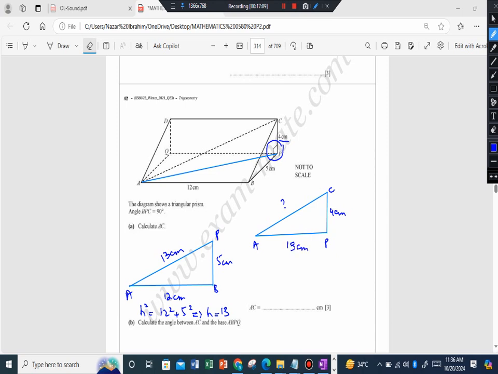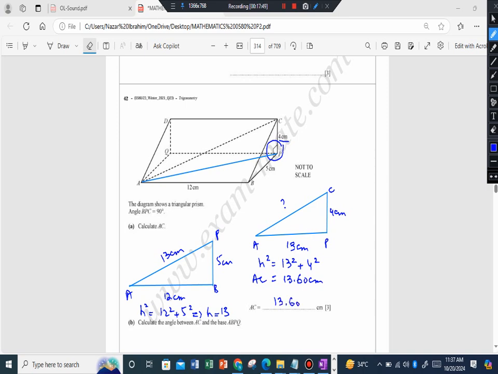Now I have to find AC, which again can be found by the same Pythagoras theorem. Hypotenuse square is equal to 13 square plus 4 square, right? Again taking the square root of 13 square plus 4 square, it's 13.60. So we are getting 13.60. This is AC, right? So we have found out AC is 13.60.